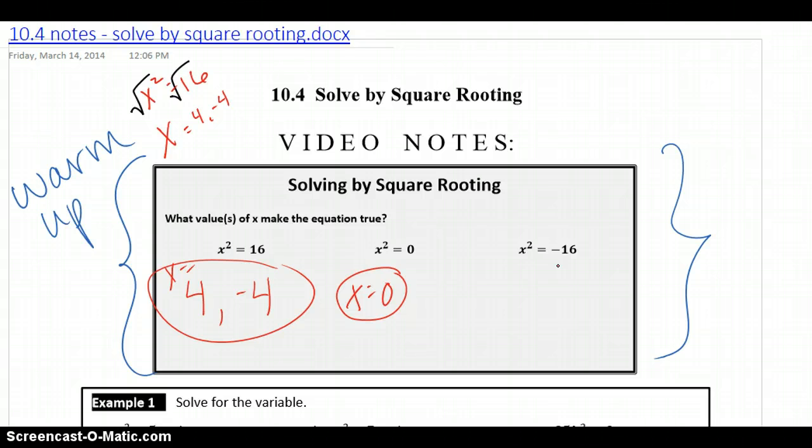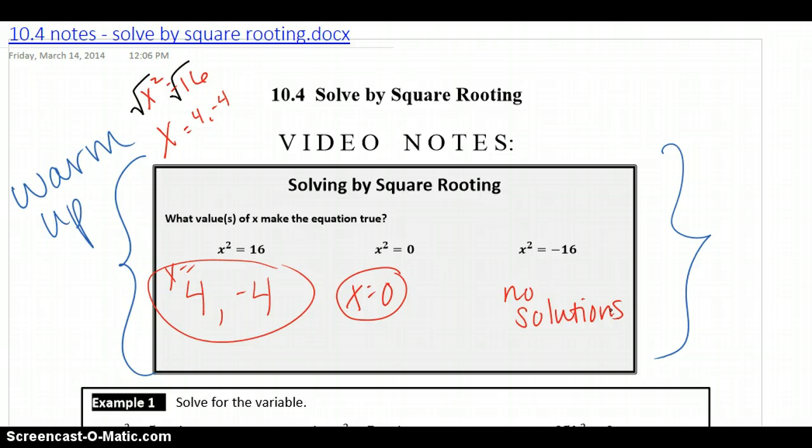So you cannot take the square root of a negative number. Therefore, in this example, we just write no solutions. There is nothing that we could put in for x there that would make that true. You cannot take the square root of a negative number.